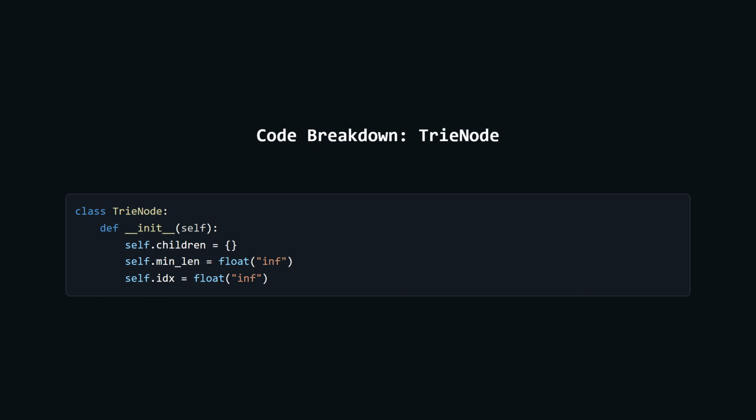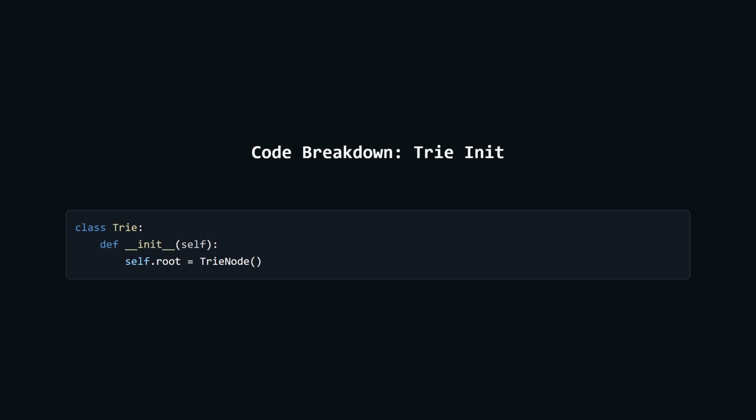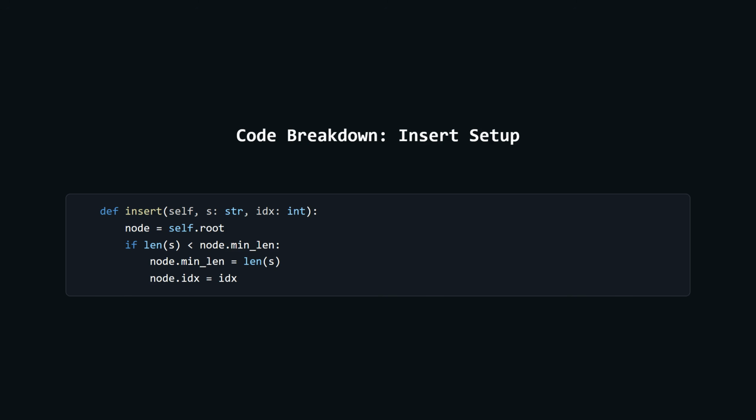So first we define our tree node, giving it a dictionary for its children, and variables to keep track of the minimum length and best index we have seen so far, starting them both off at infinity. Then we start our main tree class by creating that very first empty root node at the top. When we go to insert a new word, we first check if this full word is shorter than what our root node currently has saved.